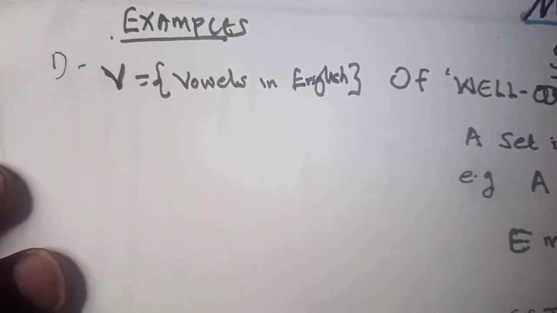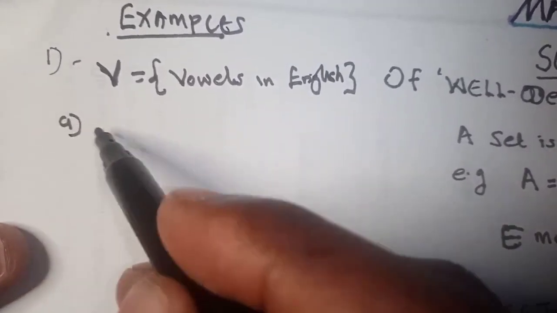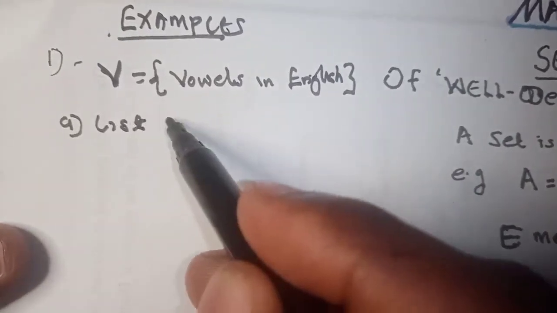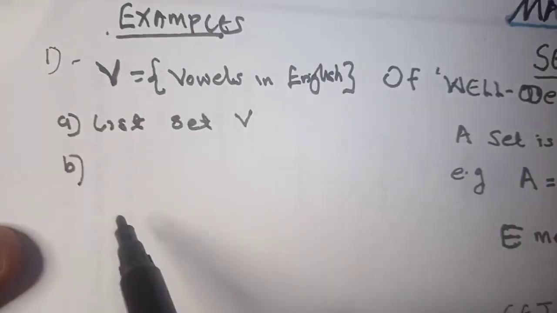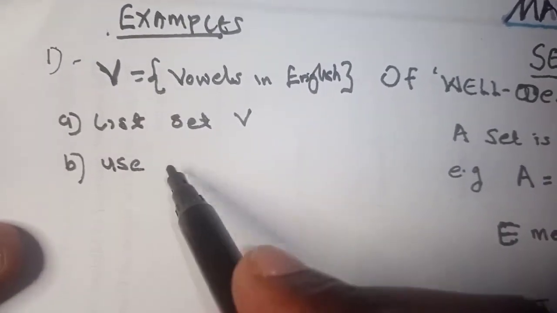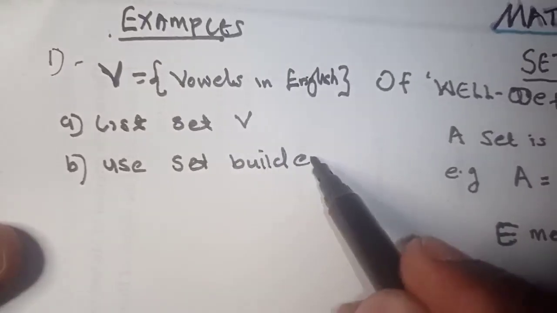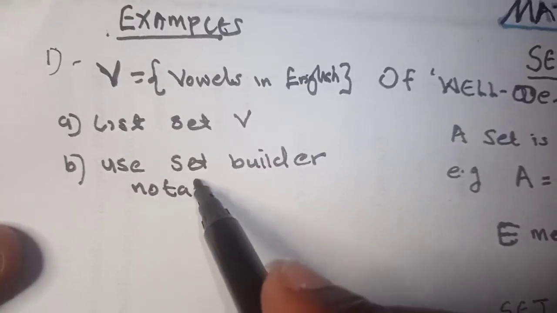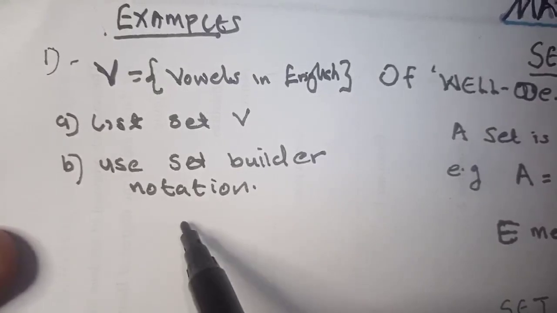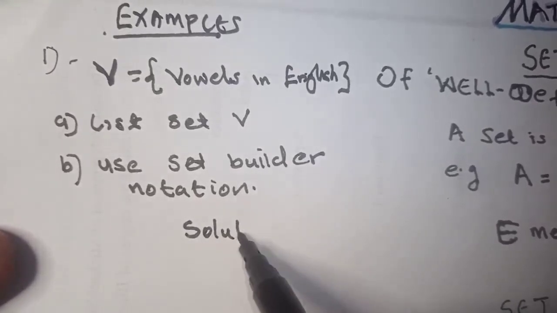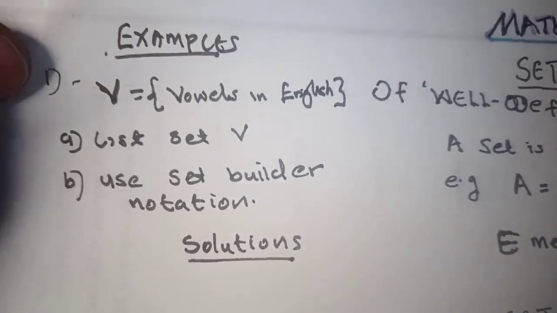Okay, so this is the example we have, vowels in English. There are two things. A, we are going to list set V. Then B, we are going to use set builder notation. Okay, so let's have our solutions now.